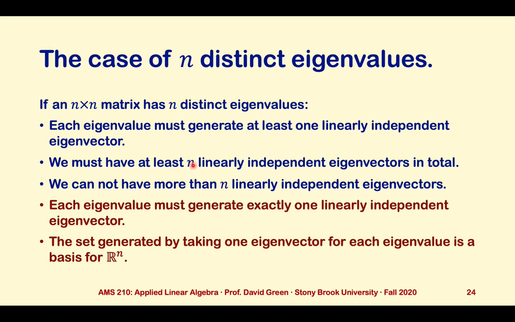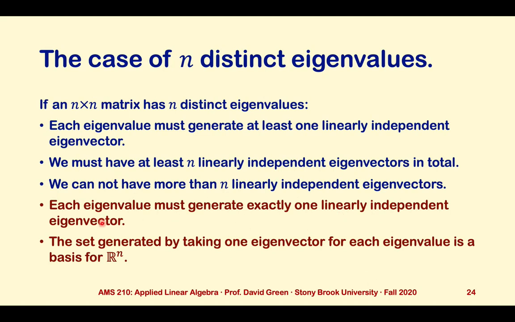If they're all linearly independent, that means that we have a total of n linearly independent vectors. These are vectors that come from an n by n matrix, so they have to be vectors that live in Rn. We can't have more than n linearly independent vectors. This tells us two very important things. First of all, that each of these individual eigenvectors has to be generating exactly one linearly independent eigenvector.